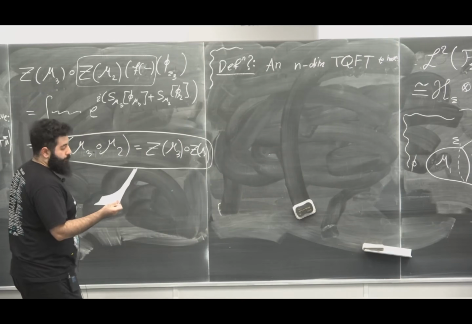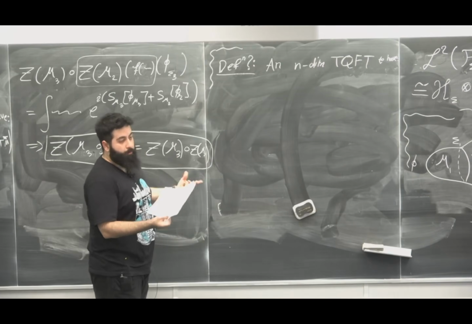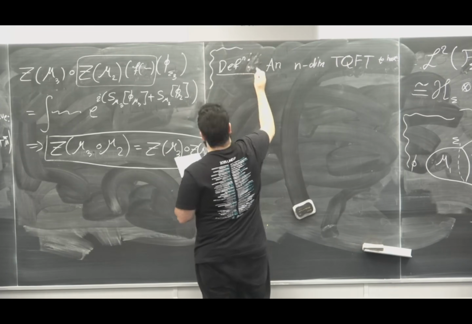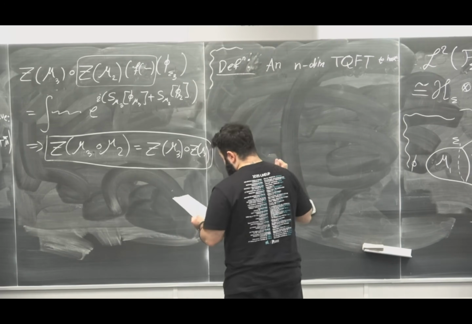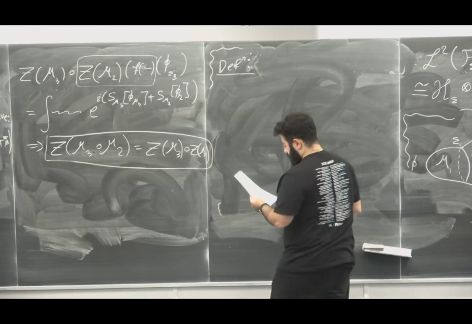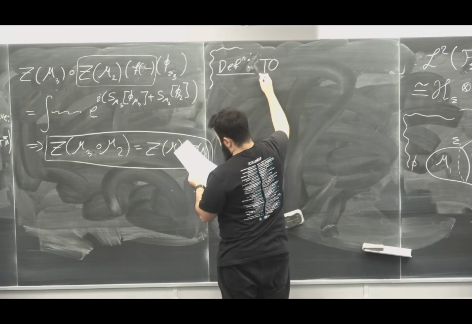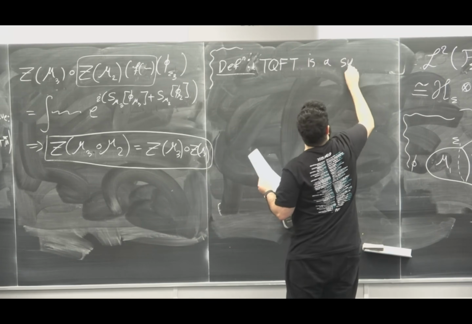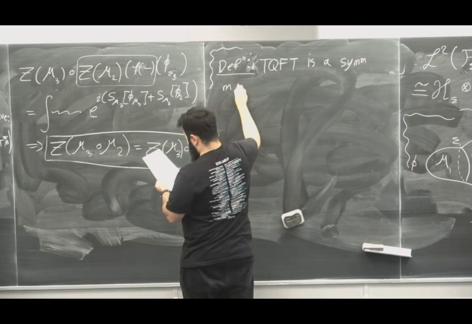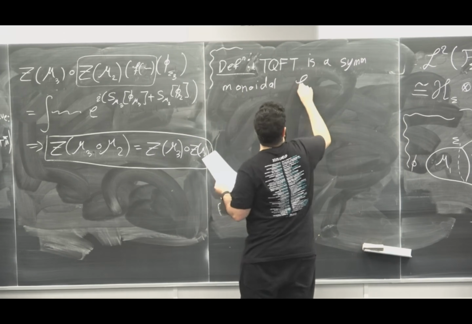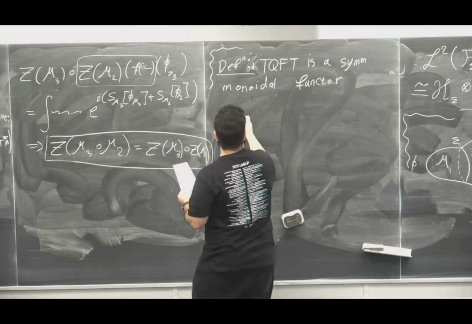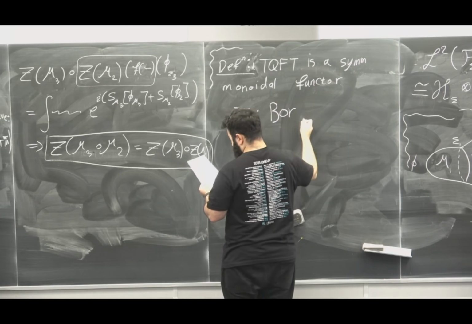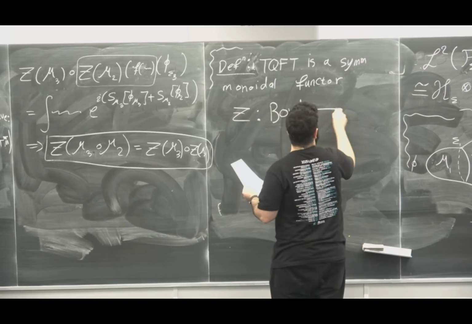So I might as well just write the proper definition, which was given by Atiyah. I'll remove the question mark, put a colon here, and this definition was by Atiyah. A topological quantum field theory is a symmetric monoidal functor Z from the category of cobordisms to vector spaces.